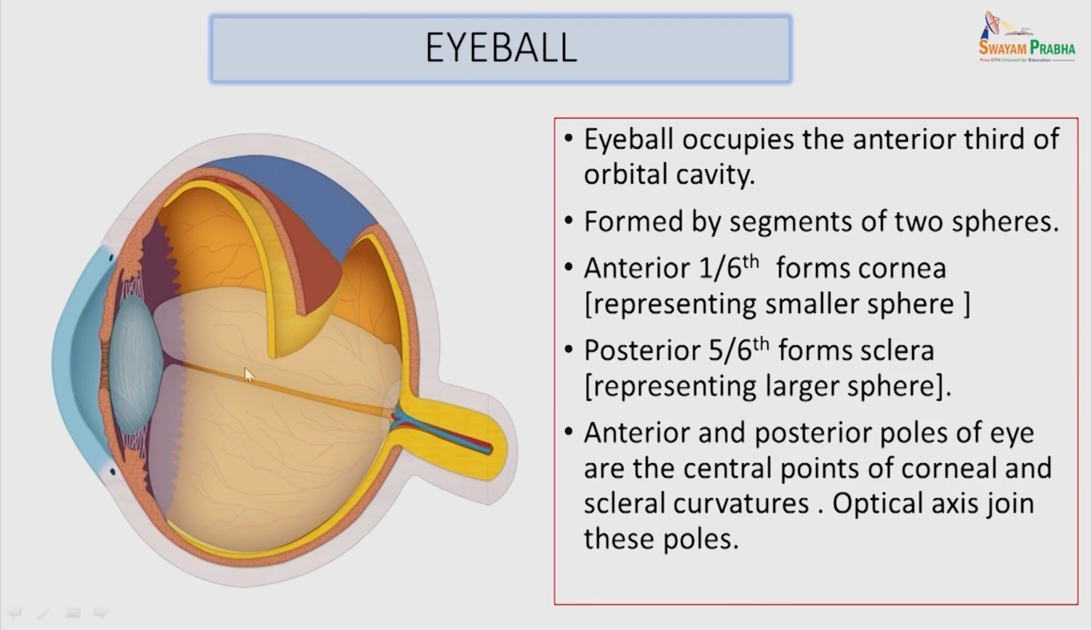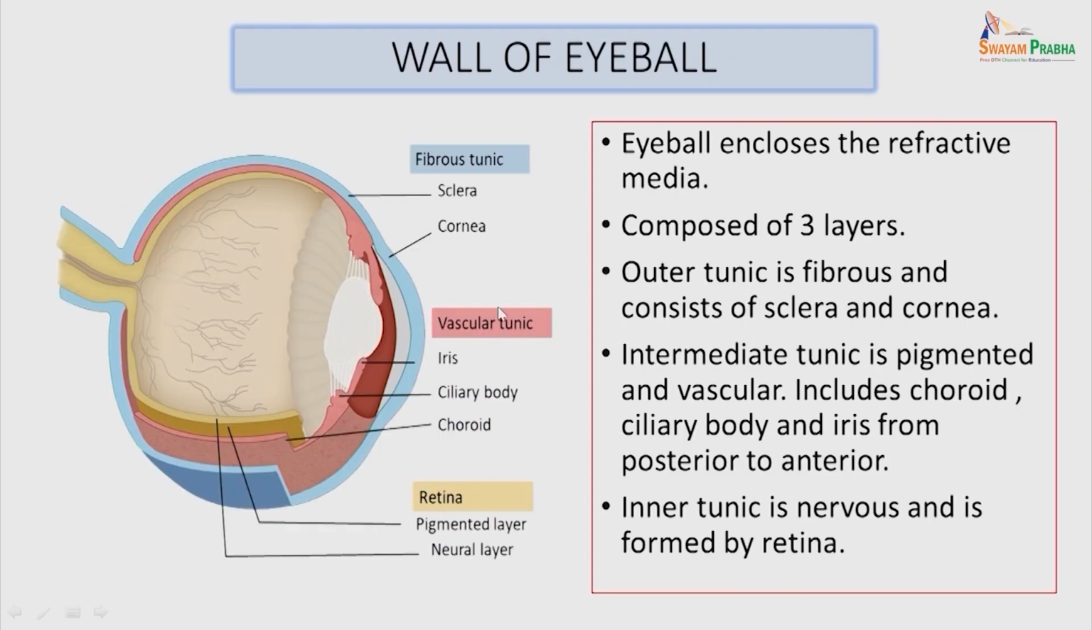In this diagram, you can see these two segments. This is the anterior segment, which is formed by the cornea, and this is the posterior segment, which is formed by the sclera. This forms part of a smaller sphere and this forms part of the larger sphere. Eyeball encloses the refractive media. The wall of the eyeball is composed of three layers.